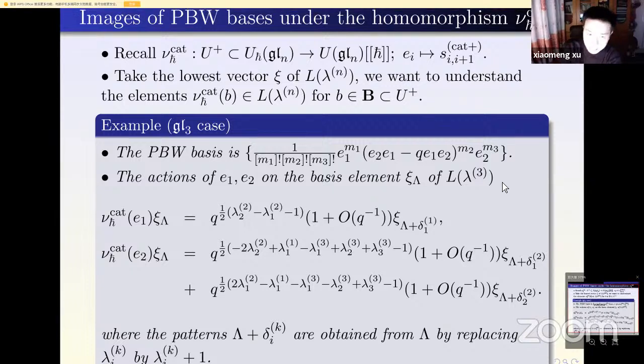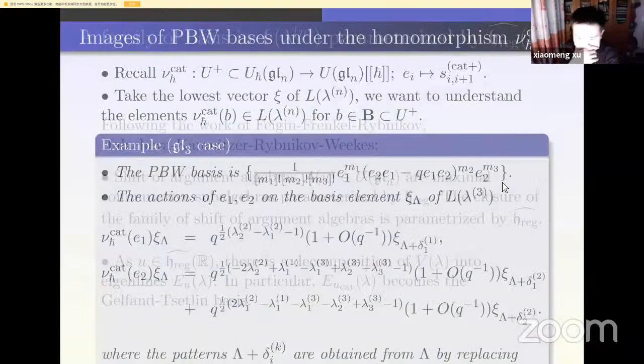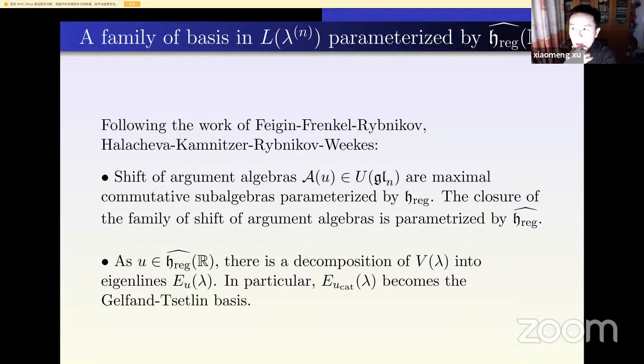Right, and in the last 4 minutes, I mentioned one conjecture, which relates the canonical basis on the quantum group side and the eigenbasis of shift of argument on the universal enveloping algebra side. So as I mentioned, there is a family of maximal commutative subalgebras of the universal enveloping algebra called the shift of argument subalgebras, parameterized by the compactification of regular Cartan space.